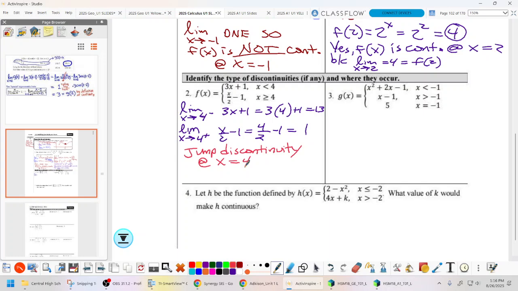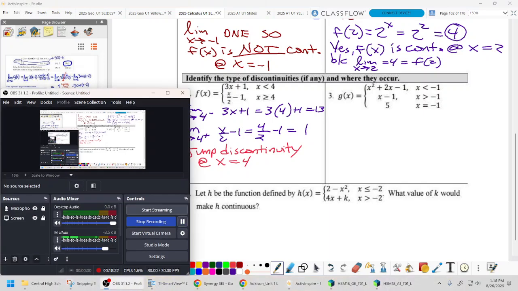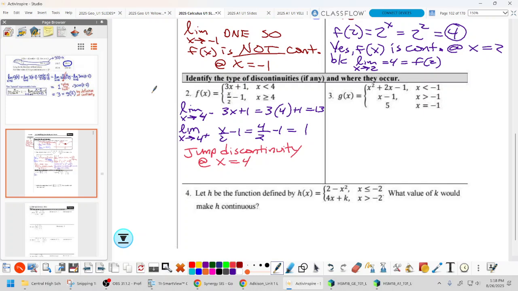Okay, why don't you try number 3? Alright. That's the main thing. Yeah, that's pretty awesome. Alright, so when we're looking at these, we kind of have to use the intervals on the right to tell us even where to look. Hopefully that's clear. So the limit as x approaches -1 from the left. We're going to use that function.